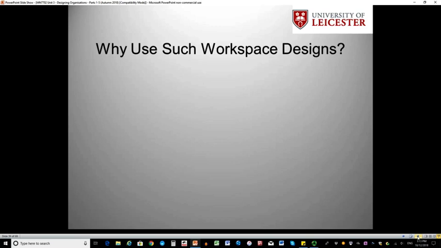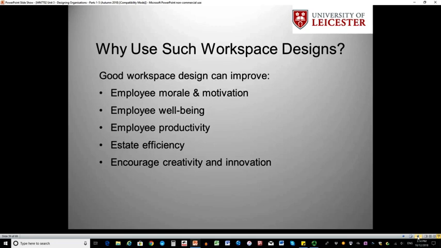But why do companies, and particularly such innovative companies, design workspace in this way? Well, there are lots of different reasons, really. There's evidence to suggest, and we might want to look at the counter evidence in a couple of minutes, that these kinds of workspaces are good for employee morale and motivation. You feel important, you feel valued by these kinds of workspaces.